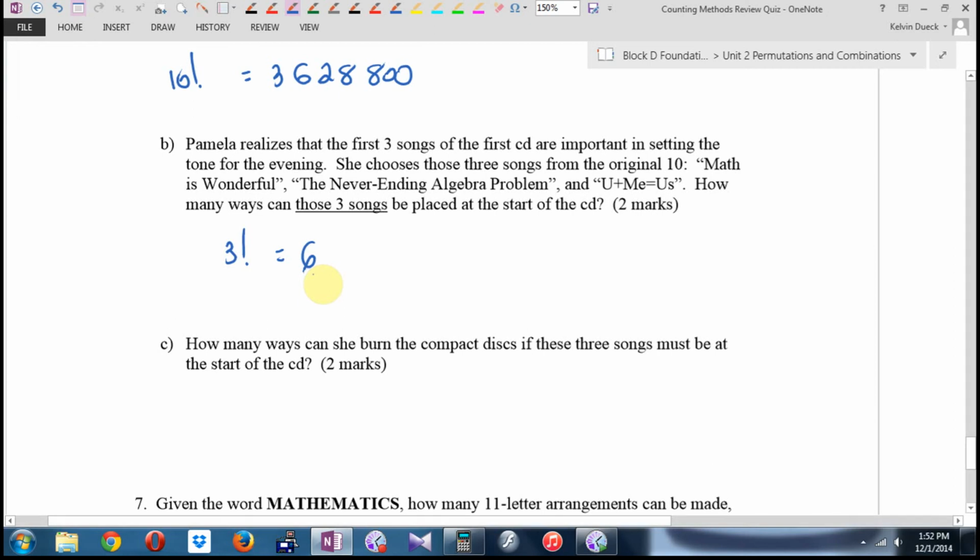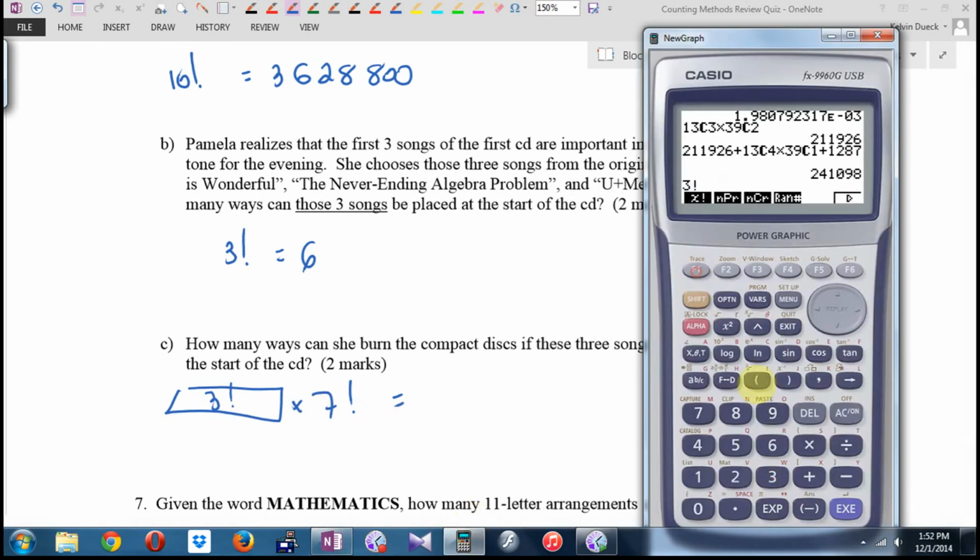Now, I wasn't sure if they wanted me to include the rest of the CD, but then I read part C. It says, how many ways can she burn the compact disc if these 3 songs must be at the start of the CD? And I went, oh, okay, now I think we're going to include the rest. So we have this weird Scrabble tile with 3 songs, or 3 factorial. How many songs are left? It's going to be 3 factorial and 7 factorial. And I get 30,240.